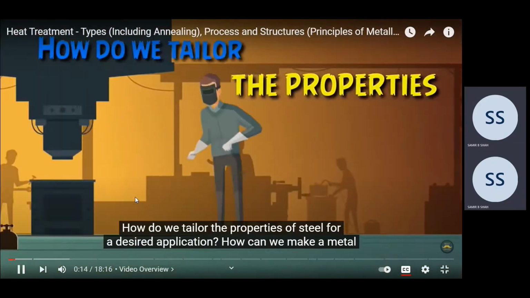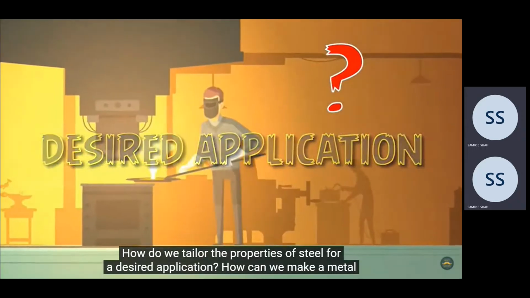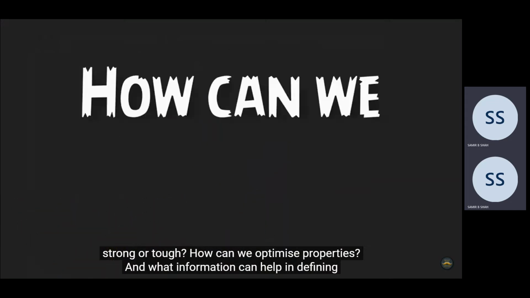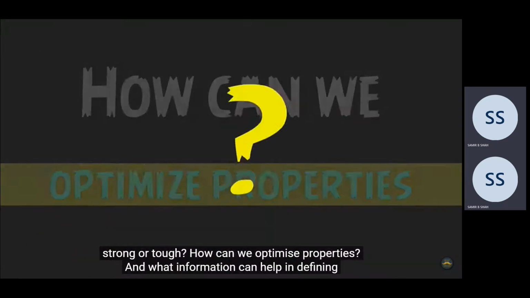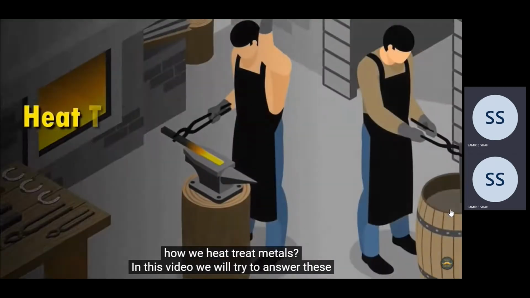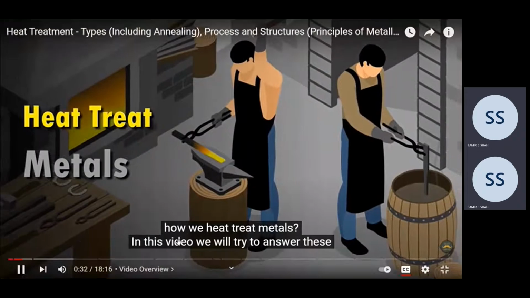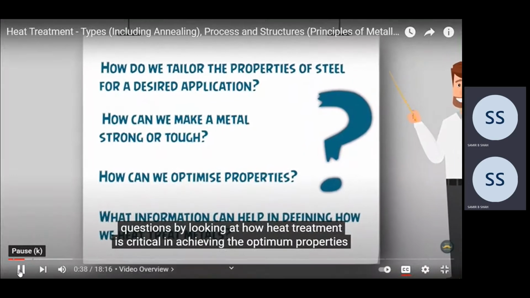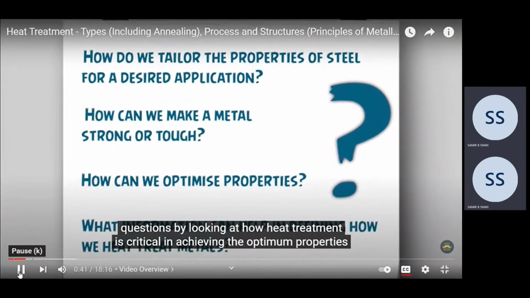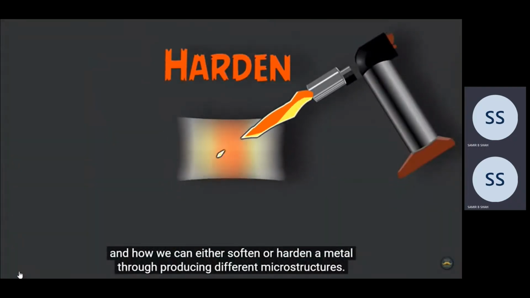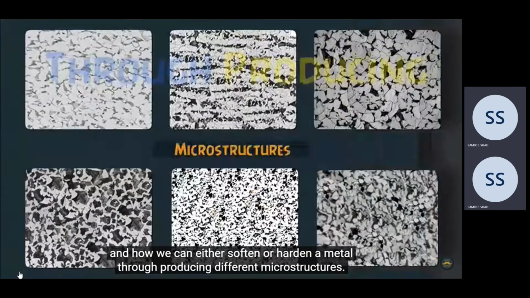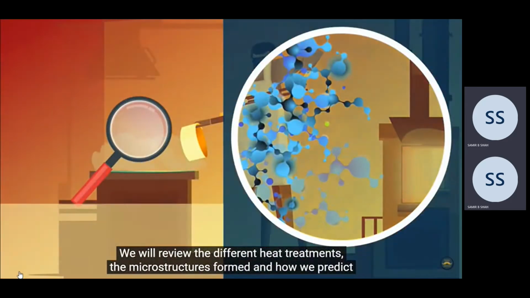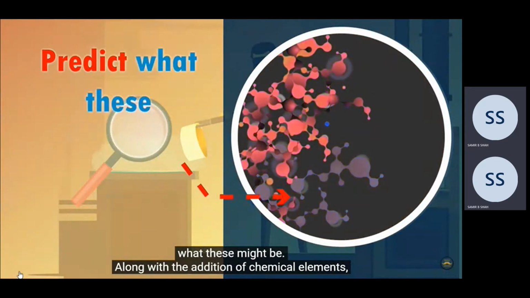How do we tailor the properties of steel for a desired application? How can we make a metal strong or tough? How can we optimize properties? And what information can help in defining how we heat treat metals? In this video, we will try to answer these questions by looking at how heat treatment is critical in achieving the optimum properties and how we can either soften or harden a metal through producing different microstructures. We will review the different heat treatments, the microstructures formed, and how we predict what these might be.